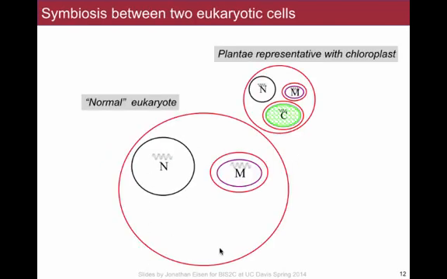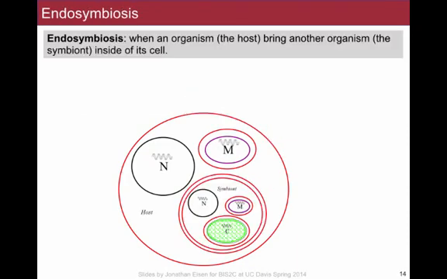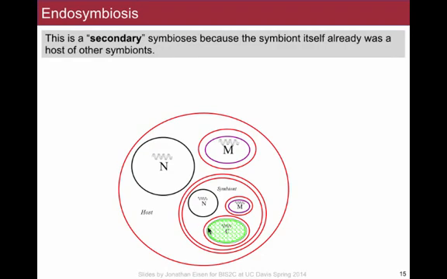So we had some normal eukaryote with just a nucleus and a mitochondrion, and that engaged in some type of symbiotic interaction with a representative of the Plantae lineage, probably a single-celled representative. It engulfed it, brought it inside the cell. That's an endosymbiosis, just like the endosymbiosis for bacteria and chloroplast origins, but now it's a eukaryotic cell being brought inside. This is known as a secondary symbiosis because the symbiont that was brought inside already had experienced primary symbioses.